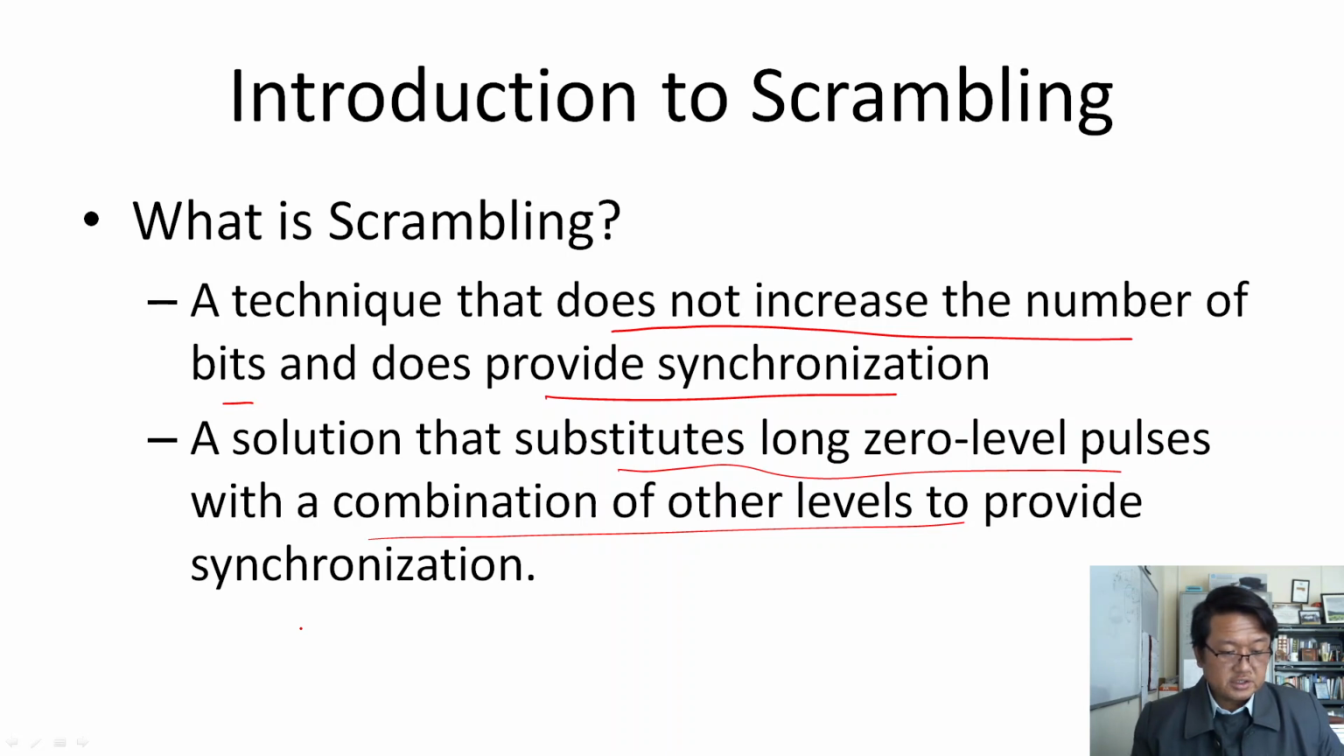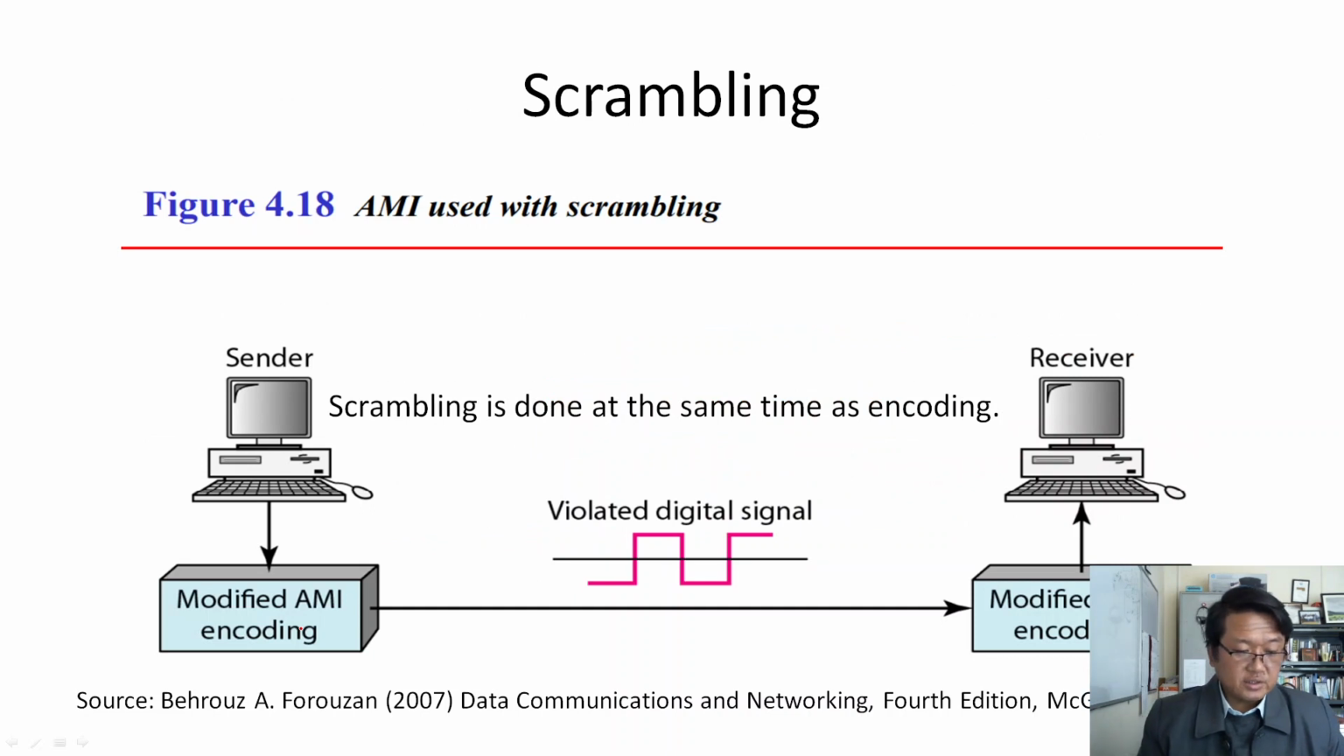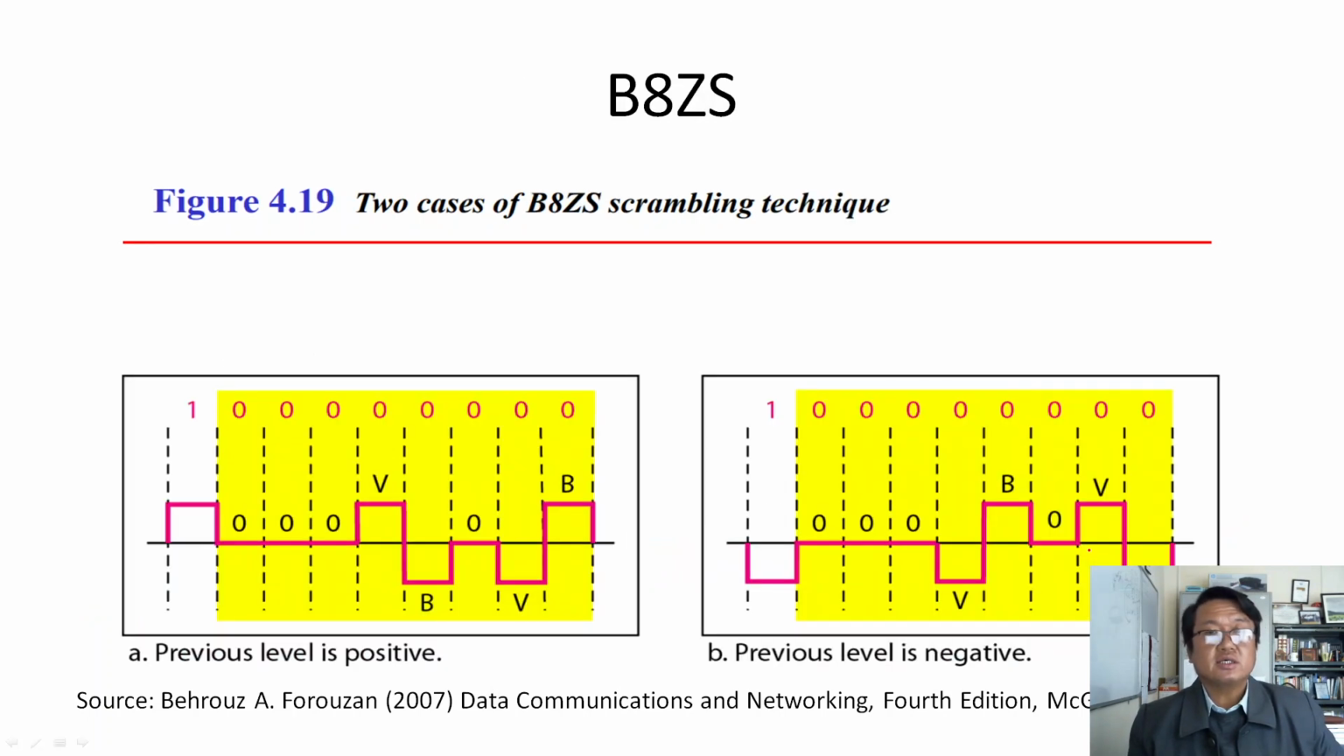Now, one thing that scrambling does is that we modify a part of the AMI rule to include scrambling. As you can see here, AMI is being modified in this figure. As opposed to block coding, it is done at the time of encoding itself, and decoding is also done at the time of decoding. So the system needs to insert the required pulses based on the defined rules. Let's look at the schemes.